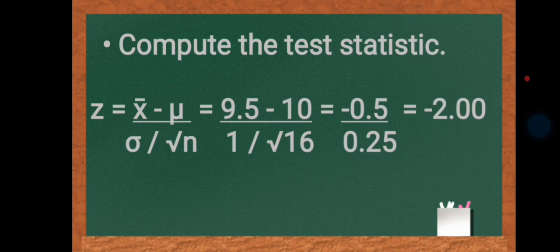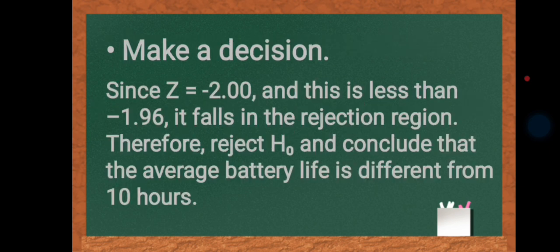And the last step for hypothesis testing is making a decision. Since Z equals negative 2.00 and this is less than negative 1.96, it falls in the rejection region. Therefore, reject the null hypothesis and conclude that the average battery life is different from 10 hours.